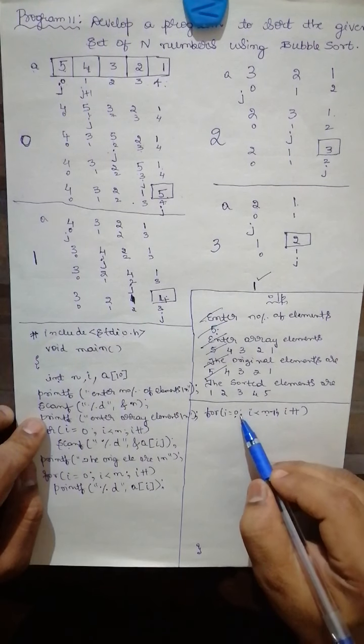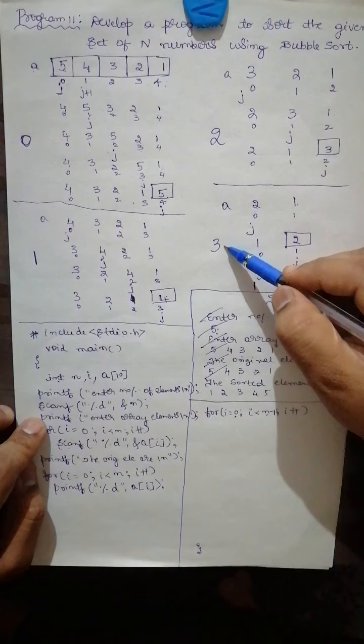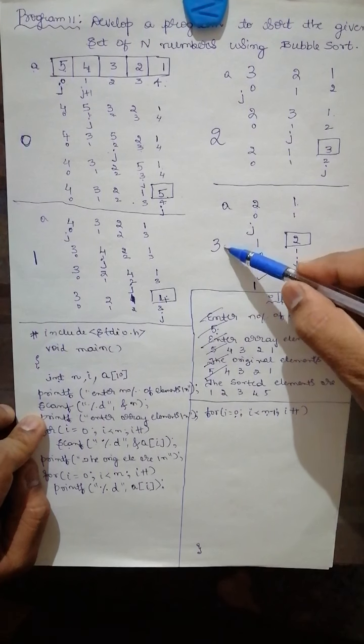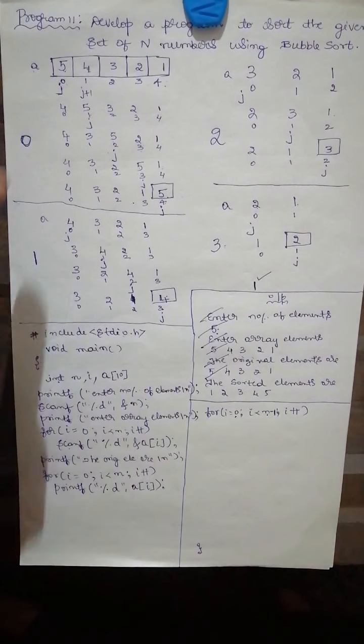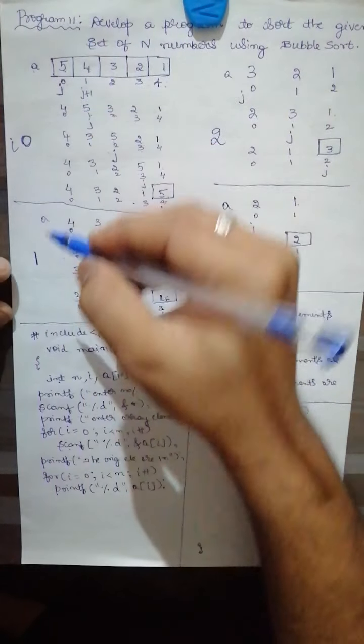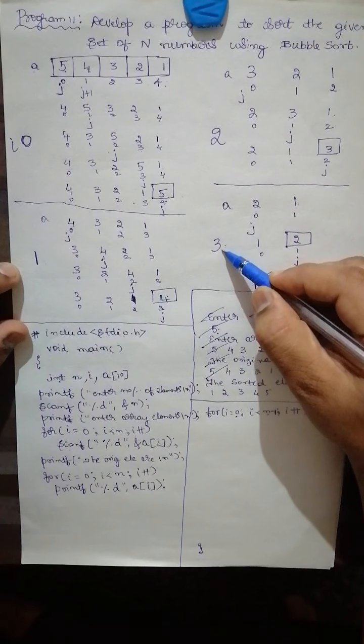So from 0 up to n minus 1, it will be less than 4. Up to 3 it will execute. That is what I want. Starting from 0 up to 3 it will execute. In every iteration, I initially will be 0, next time it will be 1, next time 2, and the last time it will be 3.